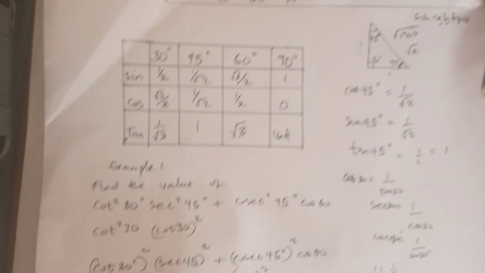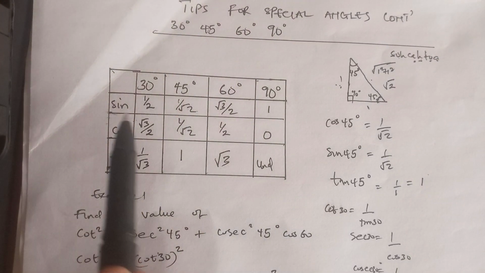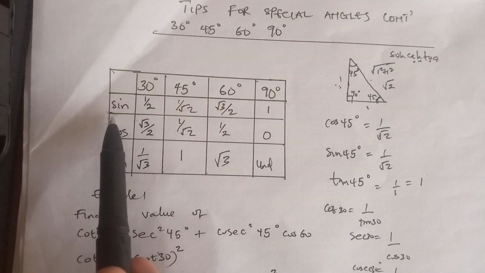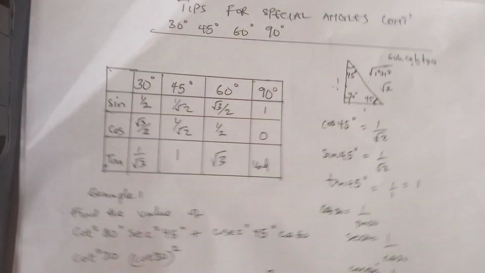When you watch the table in my previous video, the sine that gives root 3 over 2, can you see? That's sine 60. Sine 60 gives root 3 over 2.